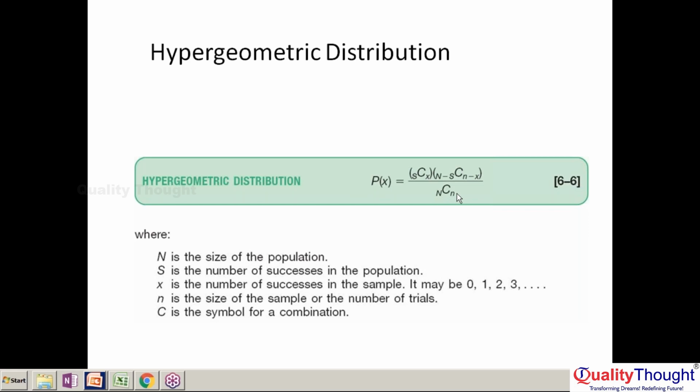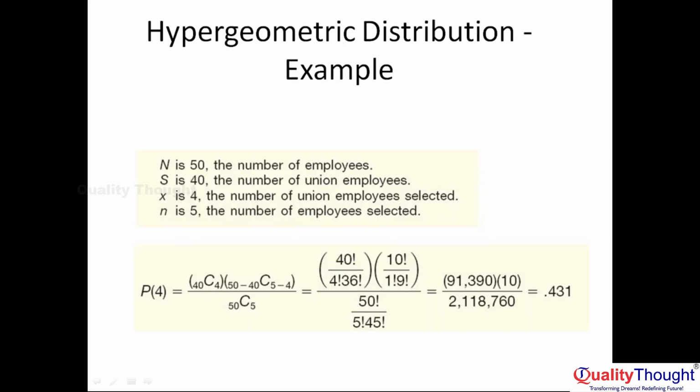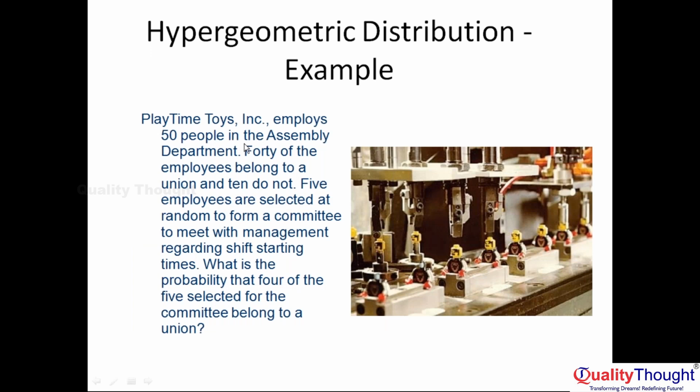Understand? So now let us see an example. Take a look at this one. Playtime Toys employs 50 people in the assembly department. 40 of the employees belong to a union and 10 do not. Out of 50 employees, 40 people are in union, where 10 are not in any union. 5 employees are selected at random to form a committee to meet with the management regarding the shift starting timings. What is the probability that 4 of the 5 selected for the committee belong to a union?